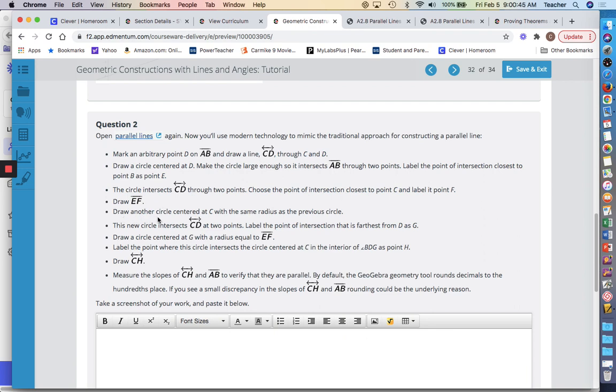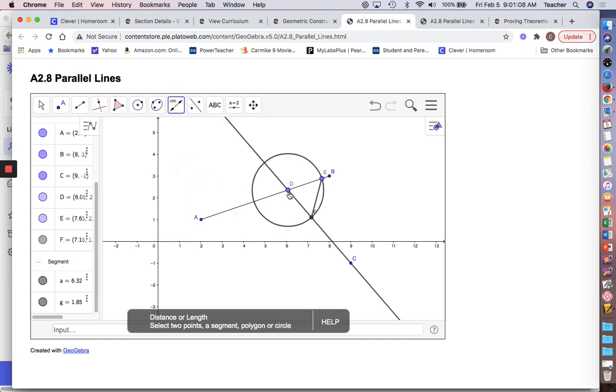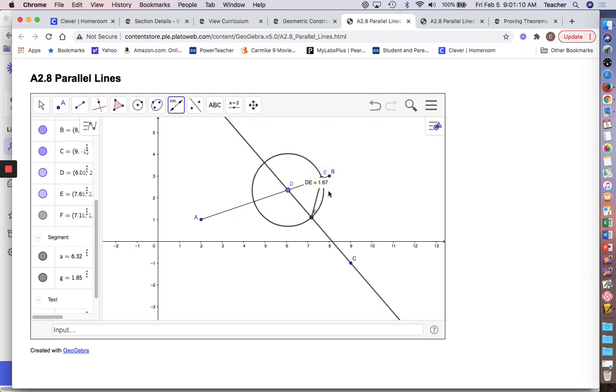Okay, draw another circle centered at C with the same radius as the previous circle. Ooh, well, I don't know what my radius is for that previous circle. So I need to figure out what this radius is right here. I've got to find the length from D to E. So I'm going to come over here to length and click on DE. And it looks like my radius was 1.67. So my next circle has to also have a radius of 1.67.